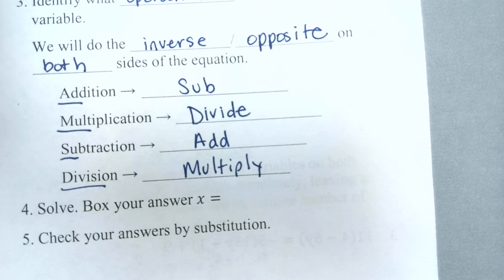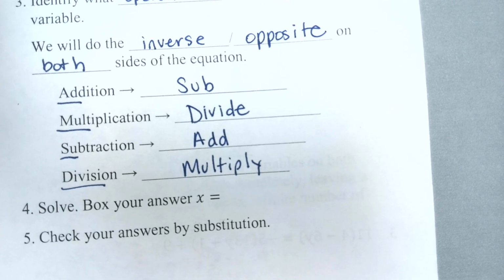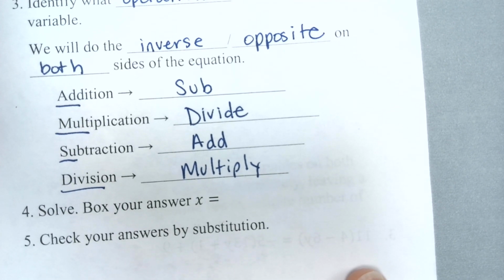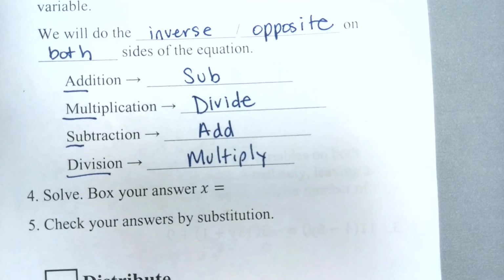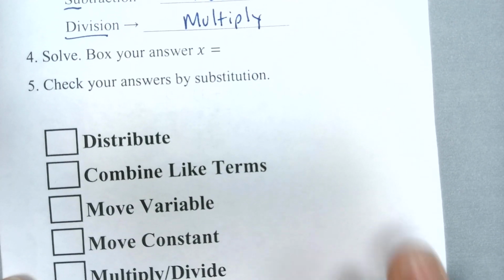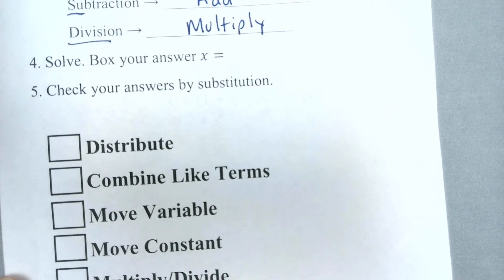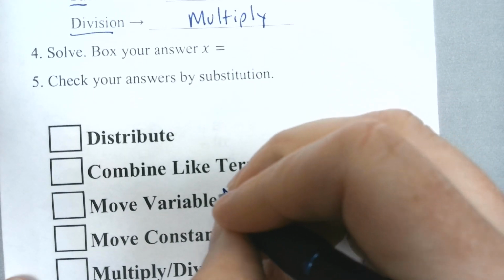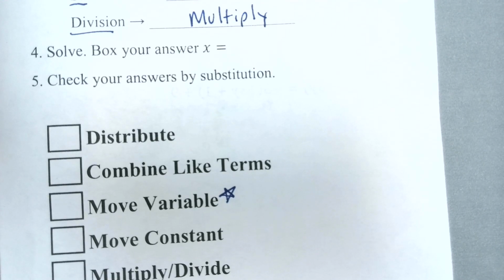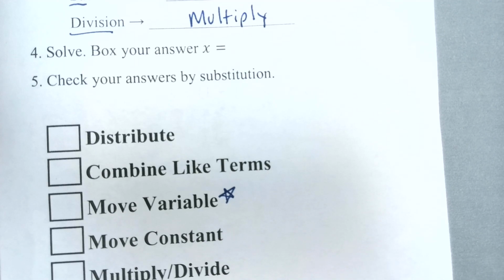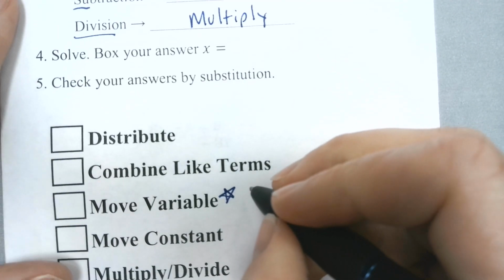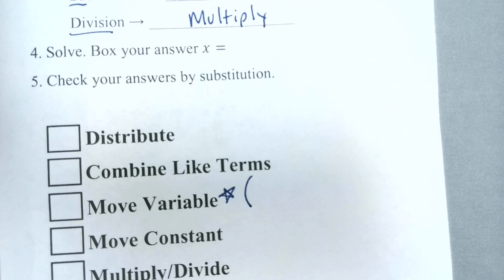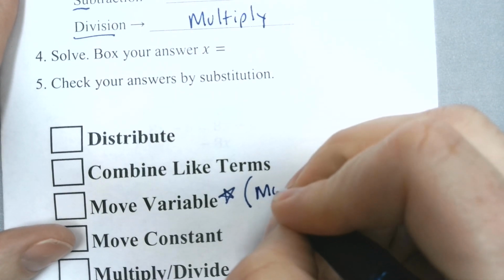We also have a little checklist that we're going to use because we have variables on both sides. So the checklist says distribute first, that's to get rid of parentheses. Combine any like terms that you might have. Move the variable. You're going to move the variable before you move the constant. So usually what I like to do is I like to move the smaller variable. You can either decide to always move your variable to the left, or you can move the smaller one. You have to decide what is easier for you.